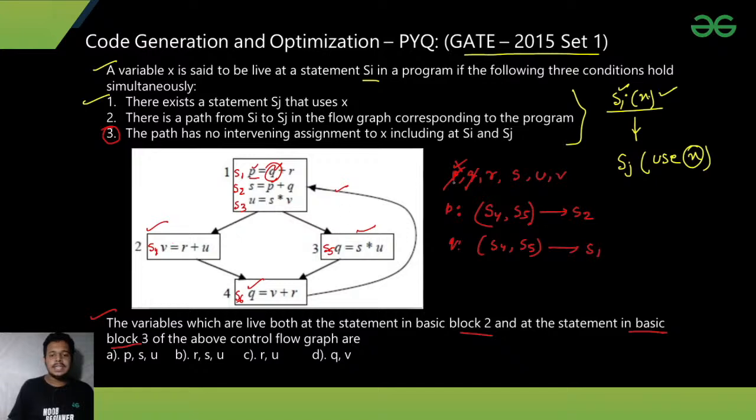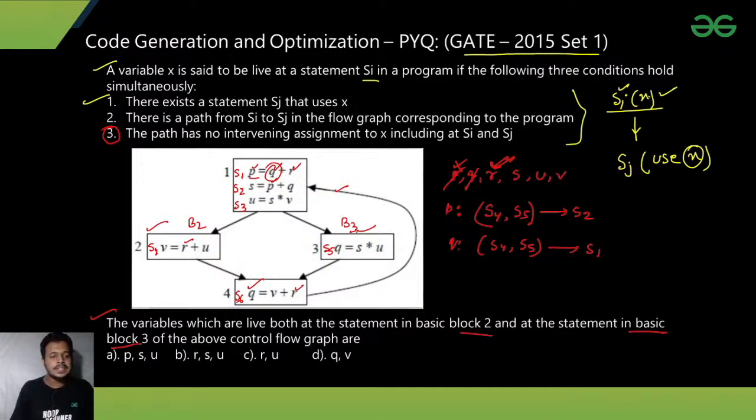Okay, now let's check the variable R. Variable R is being used here; here it is not used. The variable R is also used here, and it goes back to be used at statement 1. So from block B2 and from block B3, variable R is going to be forwarded to block B1 itself. But you can see that it is not assigned anywhere. So yes, R is live, because there is no intervening assignment.